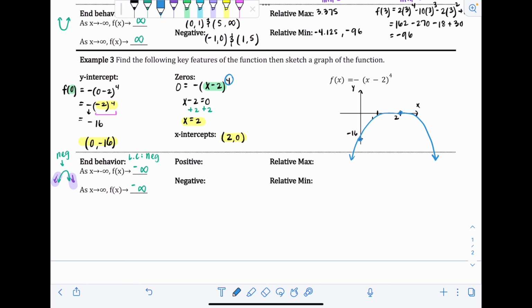And when you have an even power, even multiplicity, it's supposed to bounce off of the x-intercept at that point, as opposed to crossing through it, you know? And it certainly does bounce off of it.